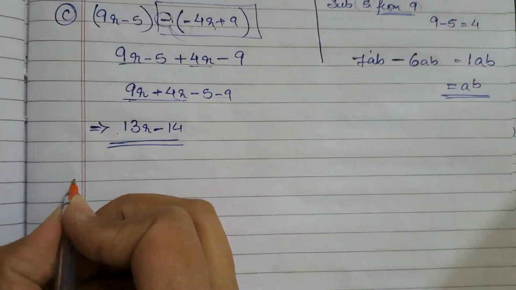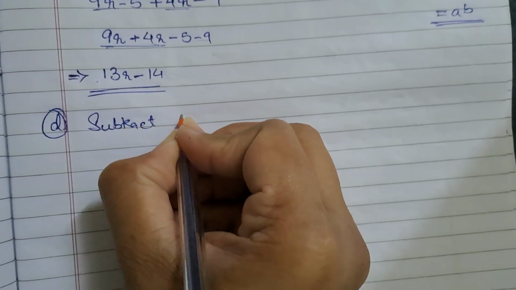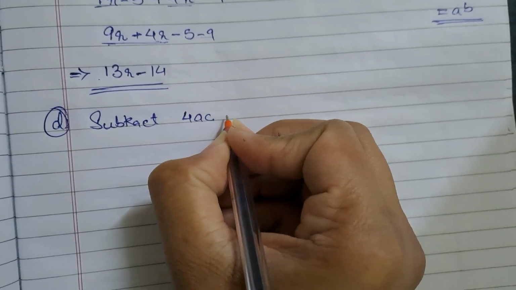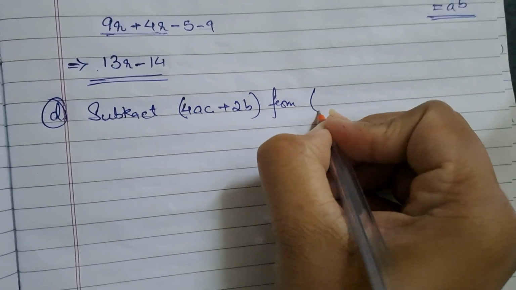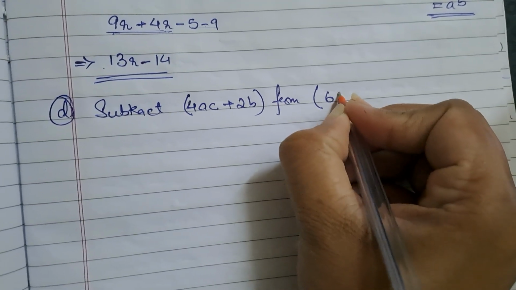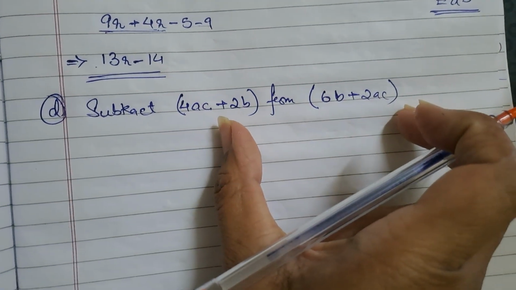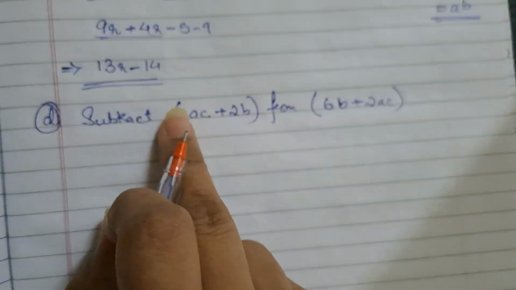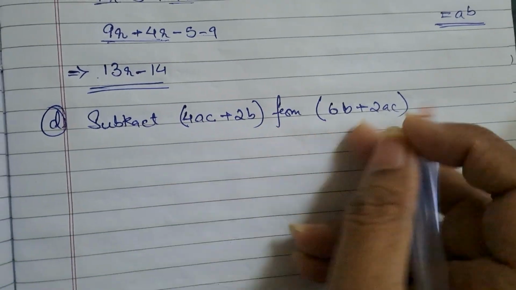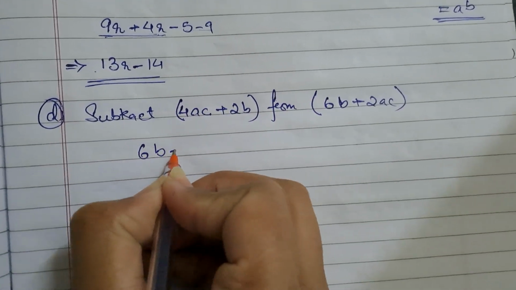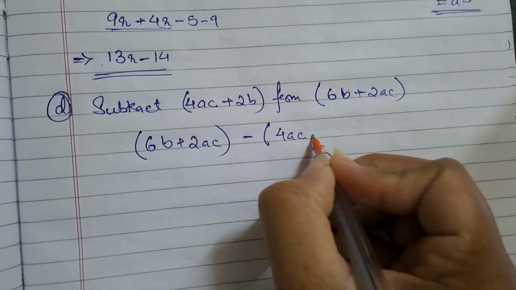Okay, let's take into consideration another question which says subtract 4ac plus 2b from 6b plus 2ac. Now this is the question that is given to me. So I have to subtract. What did I say? I have to remove this from this. That means this is the bigger one. From this I have to subtract this. So this is going to be written first. 6b plus 2ac, minus of this, 4ac plus 2b.